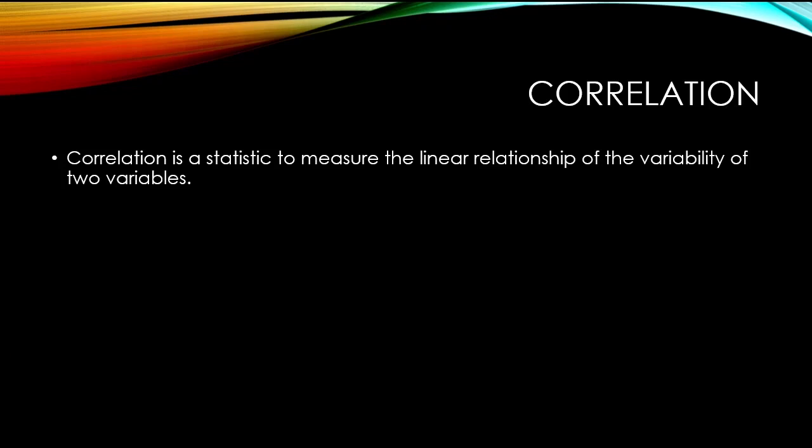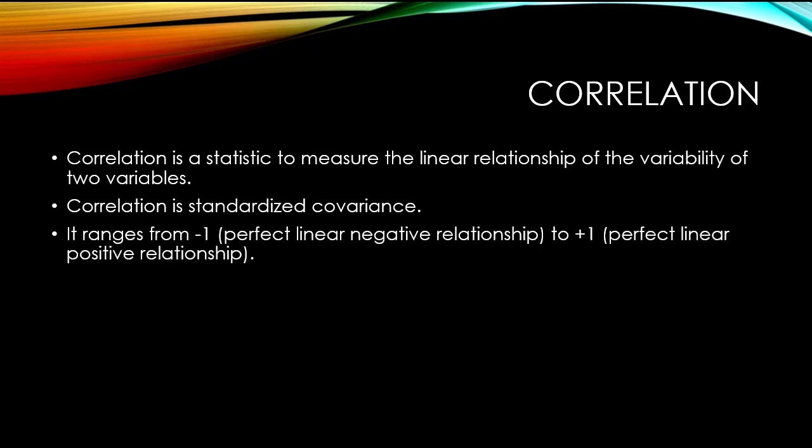Let's look at how correlation does help us measure the strength of linear relationships. Correlation is standardized covariance. You may recall when we learned about z-scores that these are just standardized deviations, obtained by dividing the deviation by the standard deviation. Correlation is standardized covariance. It ranges from -1, which would indicate a perfect linear negative relationship, to +1, which would indicate a perfect linear positive relationship. A correlation of 0 indicates no linear relationship.